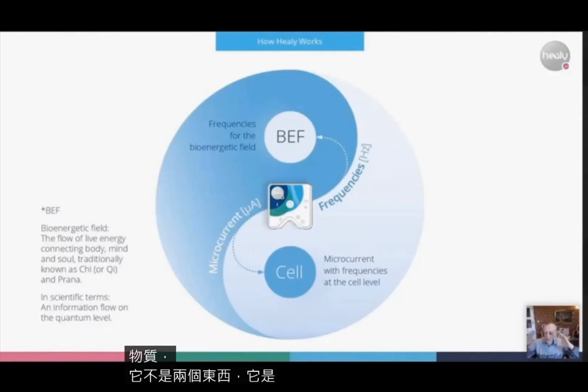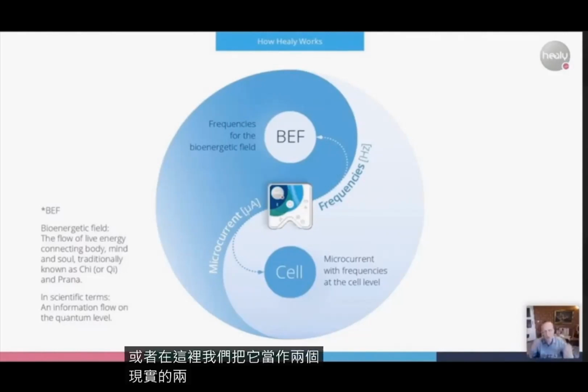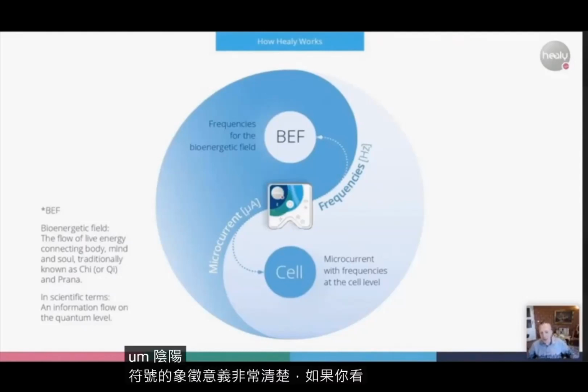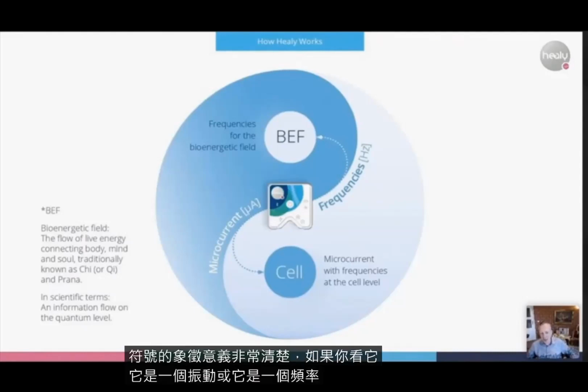It's not two things, it's two sides of the same coin, or here we have it as the two aspects of reality. And the symbolism of this yin and yang symbol is very clearly, if you look at it, a vibration or a frequency.